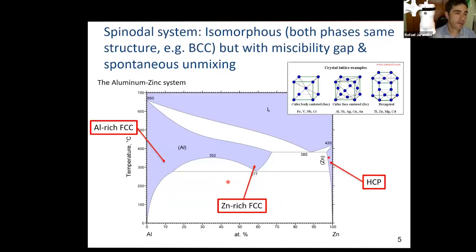Here's a slightly more complicated spinodal system. Now, instead of a spinodal system with a liquid spinodal phase, we now have a solid. So there's a little bit more going on here. This purplish region is a solid solution between aluminum and zinc. Now, often in phase diagrams, the parent or the pure material will be indicated in parentheses. What that tells you is that this solution region has the structure of pure aluminum.